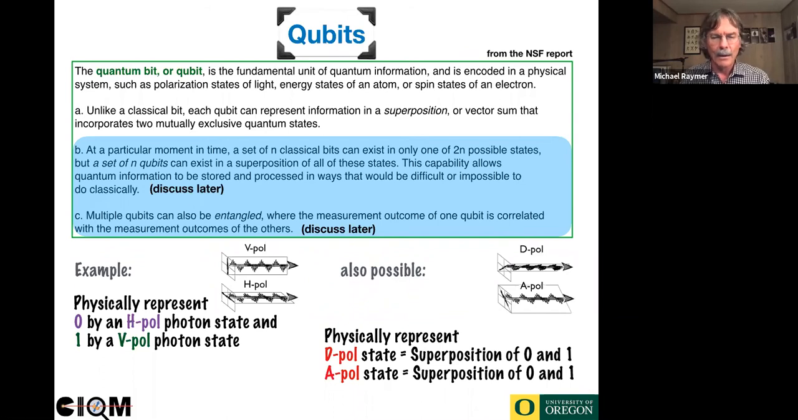Bob can set up a measurement device like a calcite crystal. And now I'll let you think about this for a second. Can Bob now receive the message perfectly?